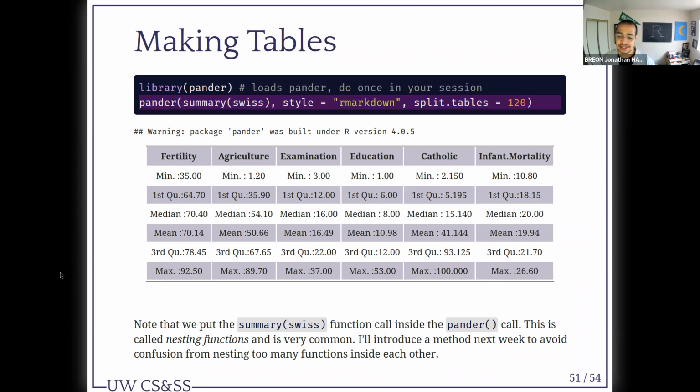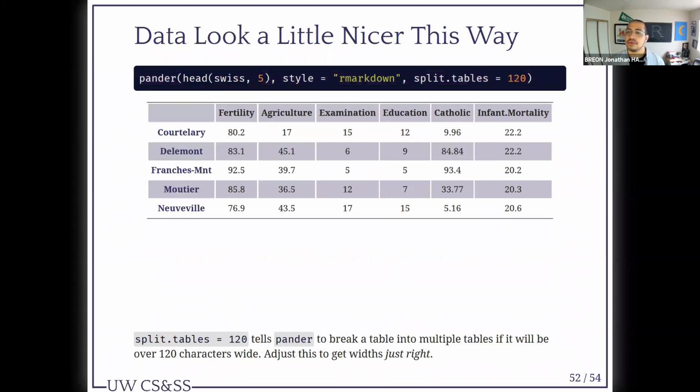Note that we put the summary Swiss function call inside the pander call. This is called nesting functions and is very common. I will introduce a method next week to avoid confusion from nesting too many functions inside each other, as I find it very difficult to read when there are many, many, many functions inside of each other. We can make the data look a little bit nicer this way. Using pander, I would recommend trying out different pander options until you get the widths just right.